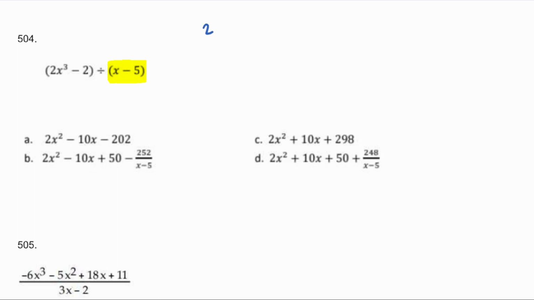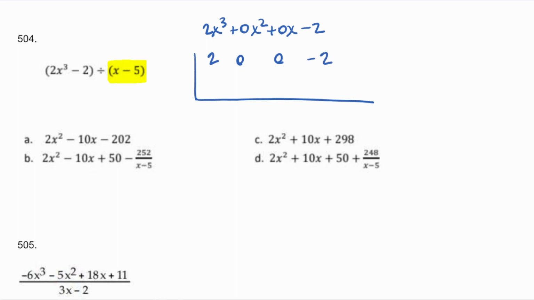So I'm going to actually list this out to remind you where we're getting all these zeros from. 2x to the 3rd, no x squareds, no x's, and a negative 2. So I'm going to copy in the coefficients. And I'm going to divide by x minus 5, so I'm going to plug 5 over there, whatever would make that thing equal to 0. And then I drop down the first number, multiply. 2 times 5 is not 5. Okay, so I'm glad I caught that. Multiply, add.